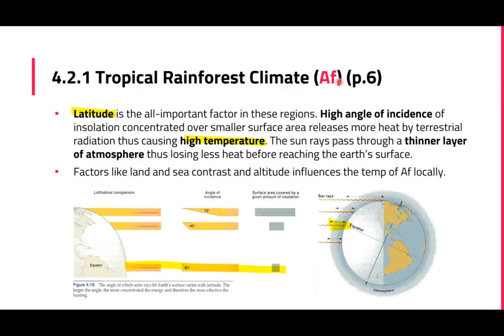high temperatures. Other factors like altitude, land and sea contrast, all these will also influence the temperature of AF locally. But currently, we are looking at the general pattern of temperature in AF climates. So the main reason why there are high temperatures in general across AF climates is because of the low latitude location.